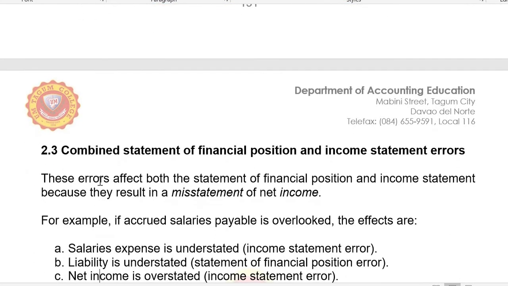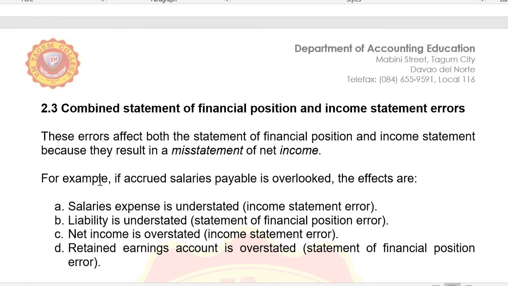Next, ito yung medyo crucial, no? The combined statement of financial position and income statement error. So these errors affect both the statement of position and income statement because they result in misstatement of net income. Diba? So both statement of position errors and income statement errors does not affect net income. Diba? So yung adjusting entry lang are to reclassifying the accounts involved. Dito, sa combined statement of financial position and income statement errors, no, may misstatement na po of your net income.